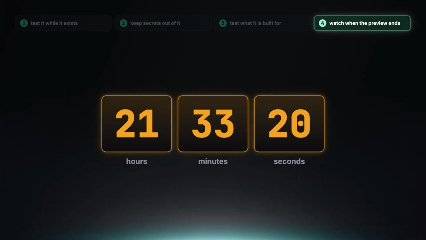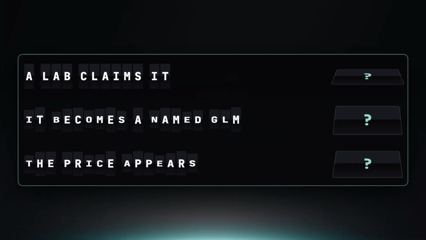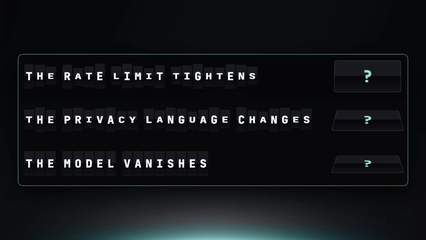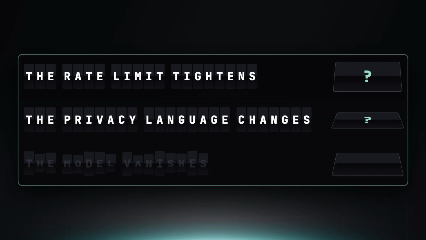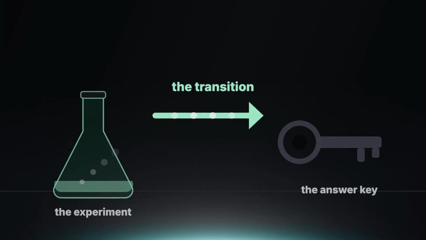Fourth, watch what happens when the preview ends. Does a lab claim it? Does it become a named GLM model? Does the price appear? Does the rate limit tighten? Does the privacy language change? Does the model vanish? The reveal matters less than the transition. The preview is the experiment. The launch is the answer key.